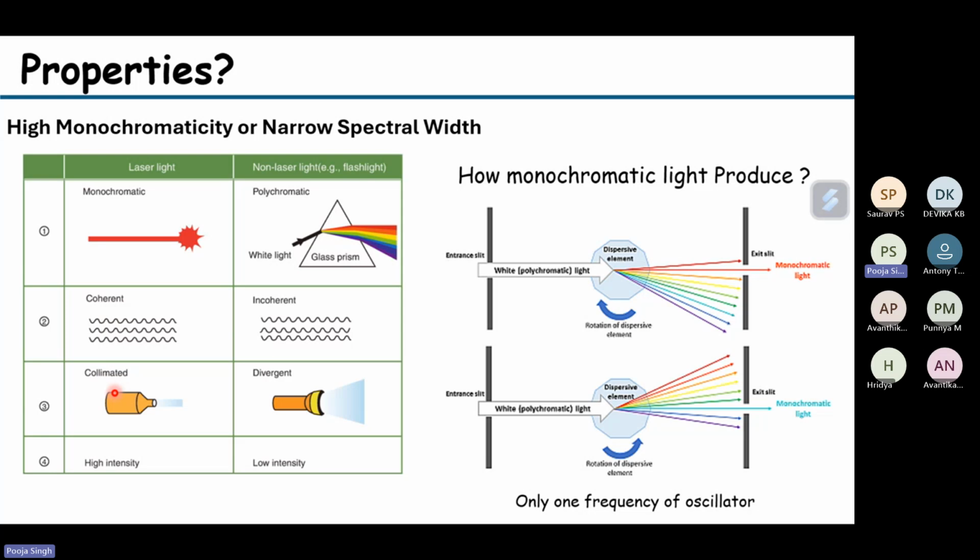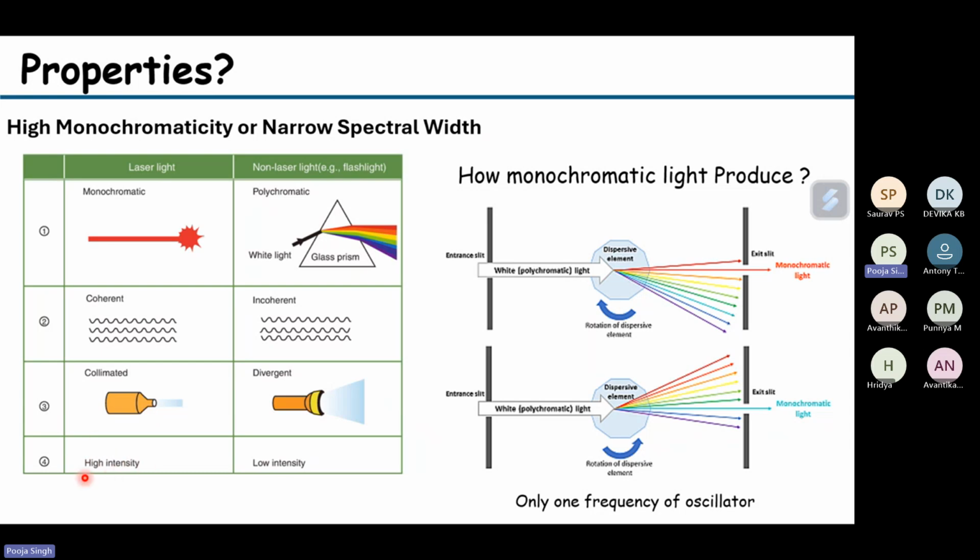Then the third property is the collimated source. Collimated source means you will have a parallel beam of light, and a divergent source means you will have a non-parallel source of light, which we obtain in the torch or in the bulb, whereas collimated light we obtain only in the case of the laser.